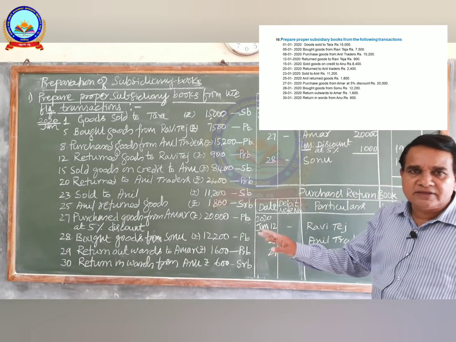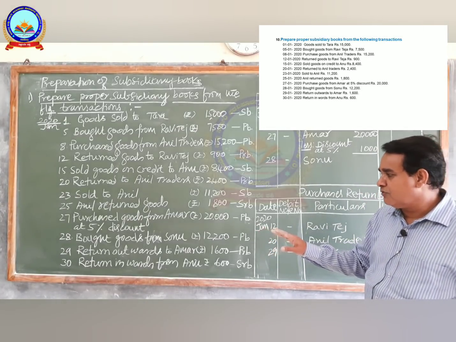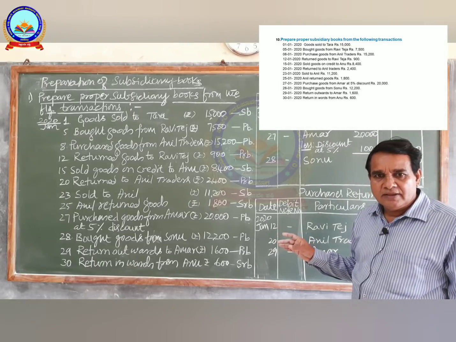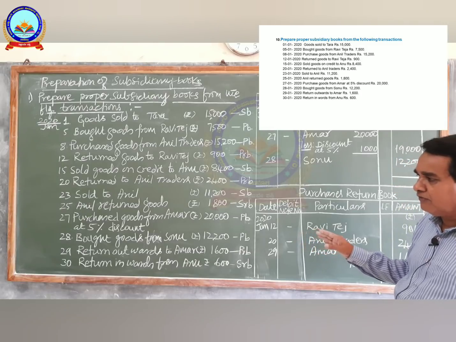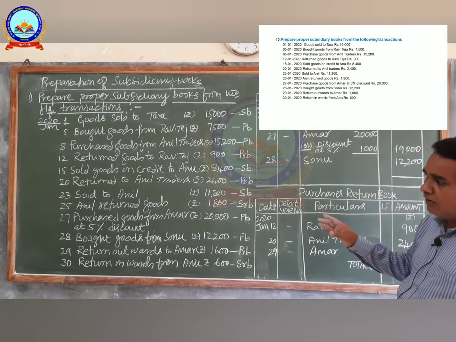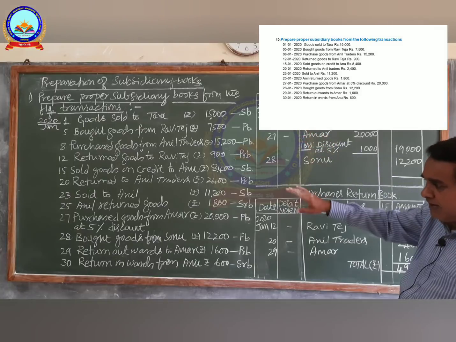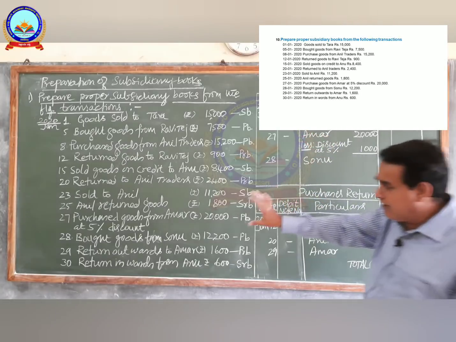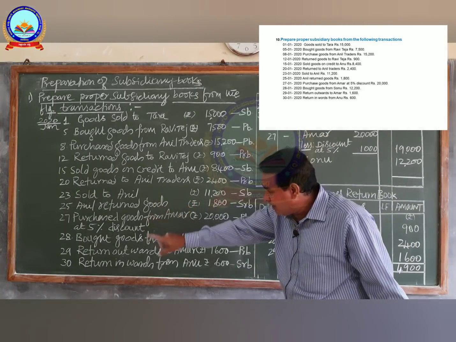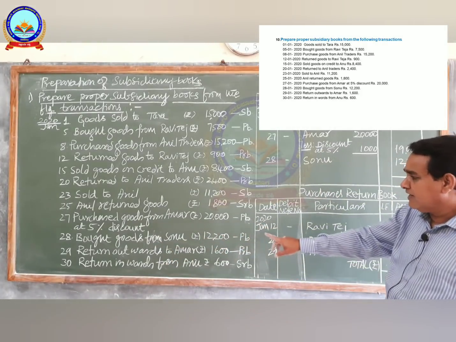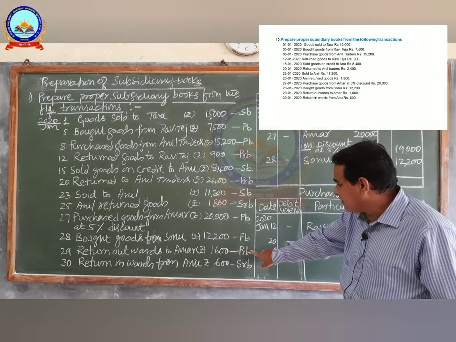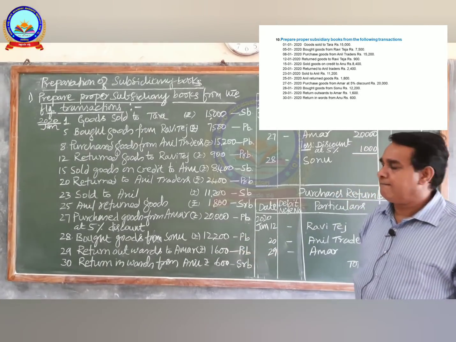And 29th, return outwards to Amar, rupees 1,600. Already purchased goods from Amar, some goods have been returned to Amar on 29th by preparing the debit note. This transaction is recorded in purchases return book.